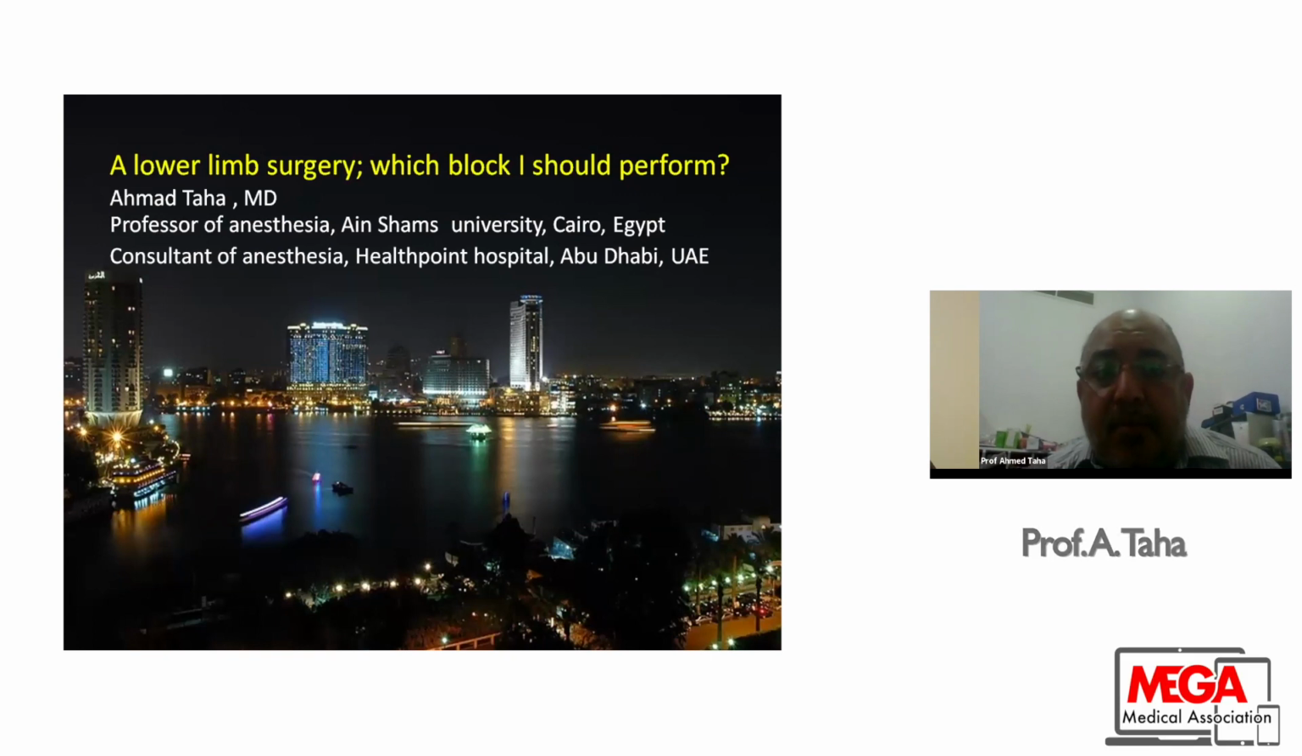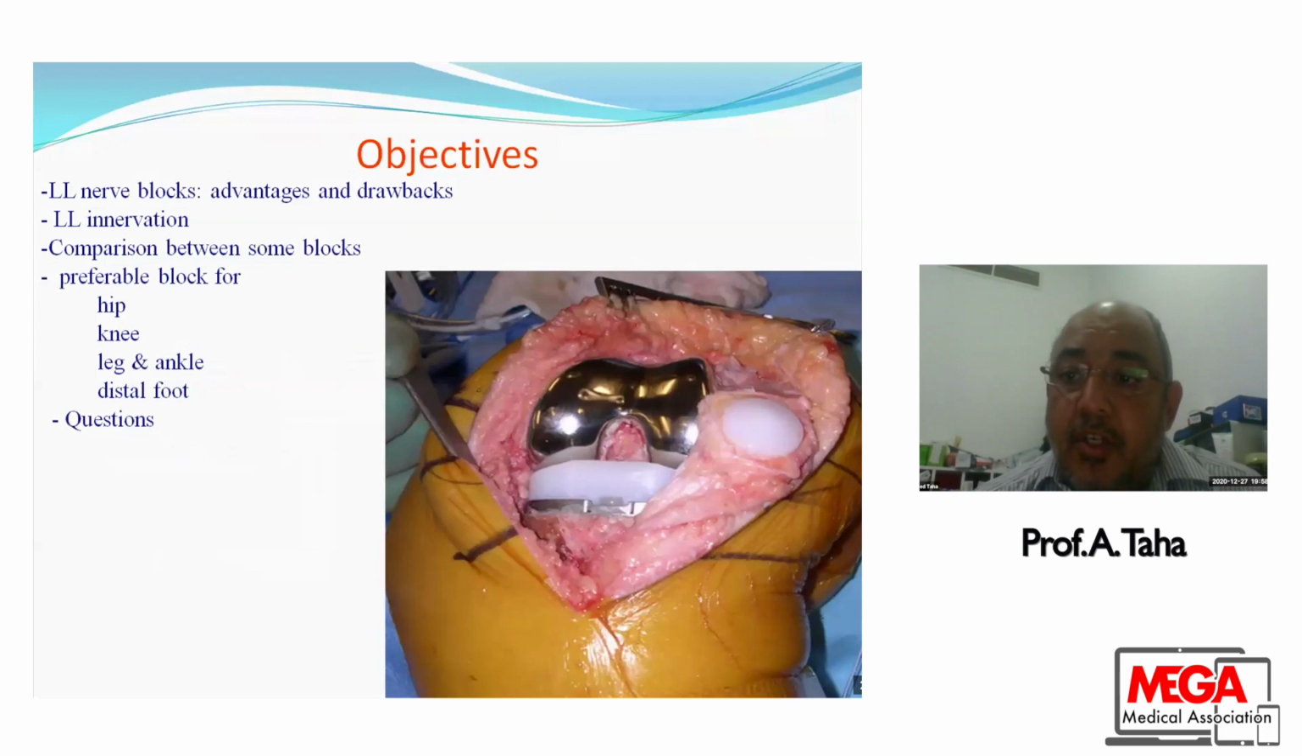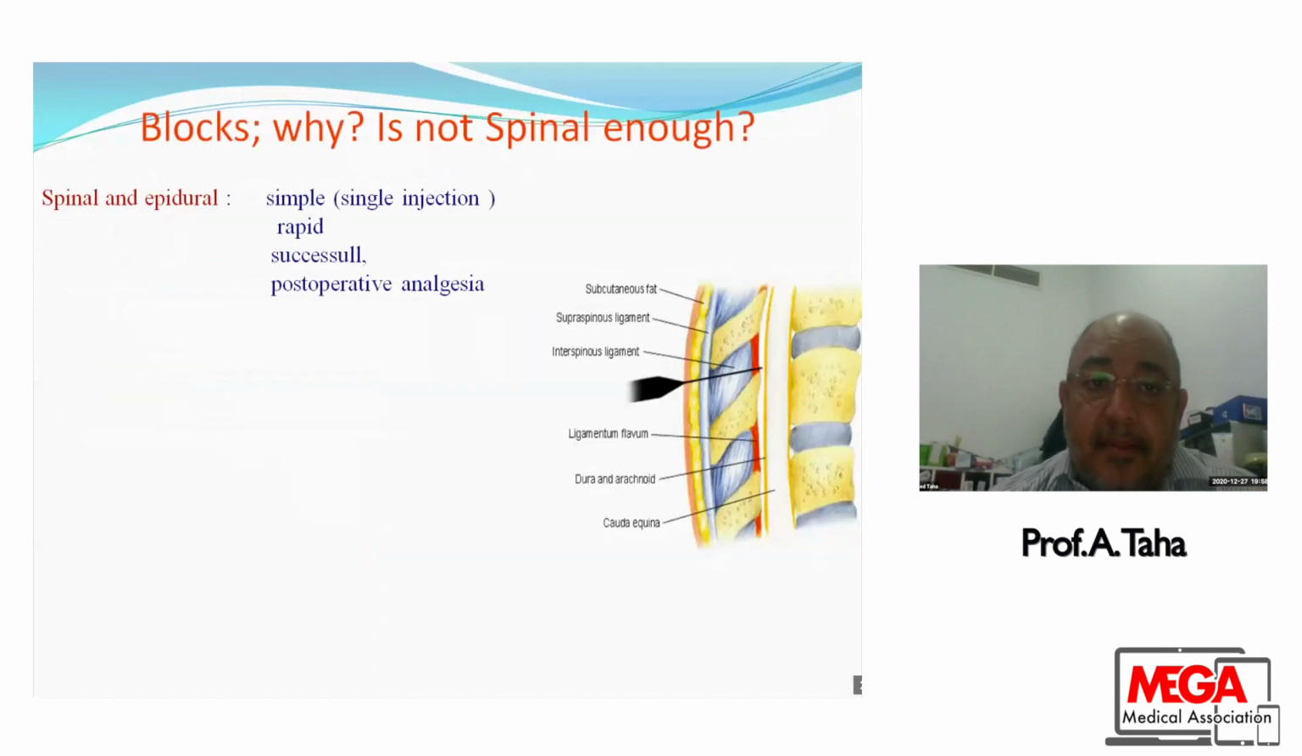Inshallah, we'll talk today about lower limb surgery and which block should be performed. The objectives of this presentation: we'll speak about the advantages and disadvantages of lower limb nerve blocks and the lower limb innervation. We will compare some blocks with similar anesthesia distribution, and I will give some suggestions about peripheral blocks for each region of the lower limb: the hip, the knee, the leg, and the ankle. If someone has a question, I'm happy to answer it at the end.